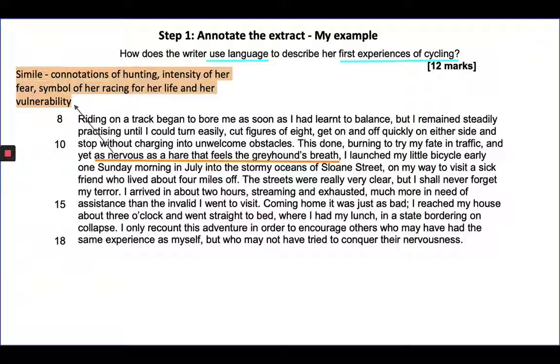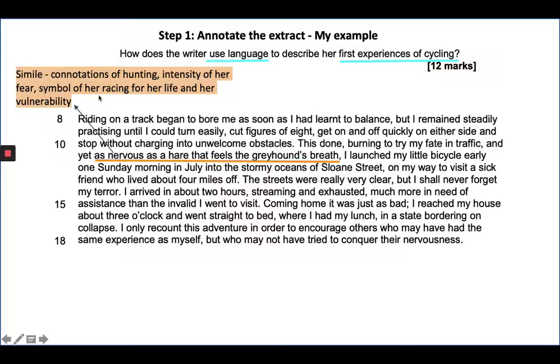So, I'm not just going to say to the examiner, this is a simile, pat me on the back. No, you've got to say the effect. Well, the effect is it's got connotations of her being hunted, it increases her feeling of fear, and it's a symbol of her racing for her life and feeling vulnerable, because greyhounds often chase and attack and destroy hares. So it's not just that it's a simile, pat on the back, but you must talk about the effect. Why this simile? What does it suggest?